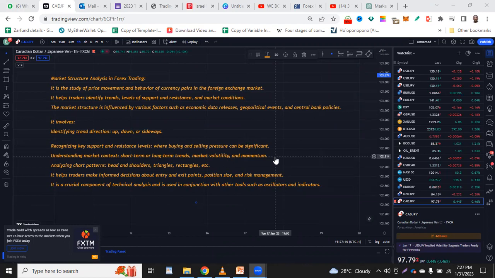So market structure tells you all of that: short-term trends, long-term trends, market volatility, and momentum. All of this is what market structure tells you. You see, so you can see what we are covering right now.